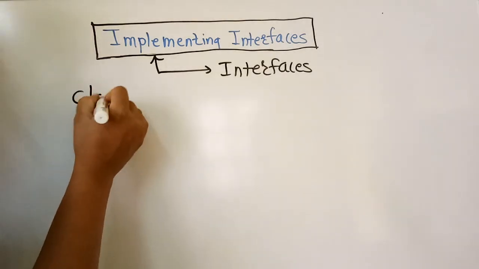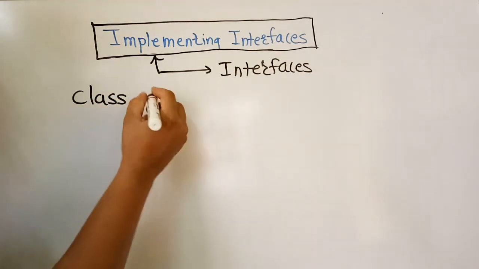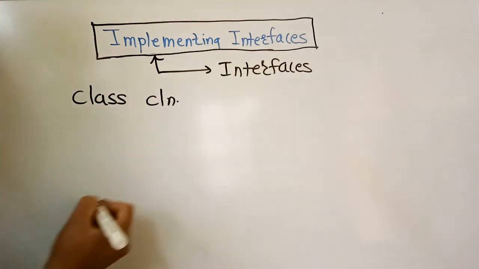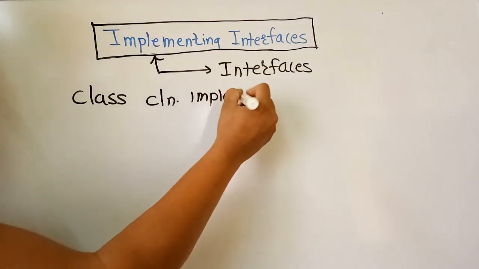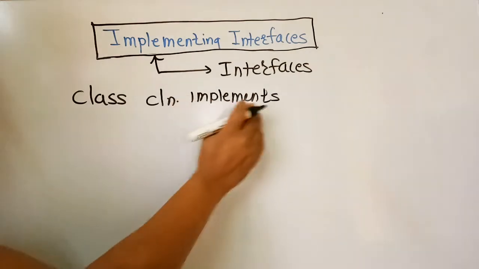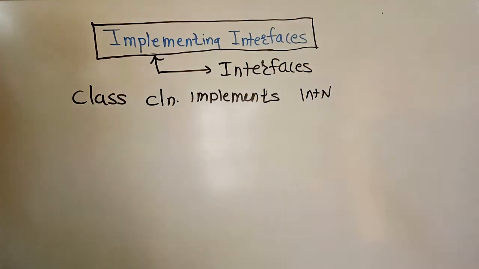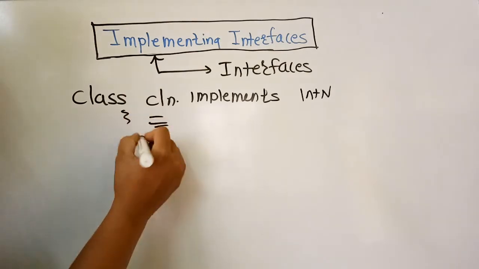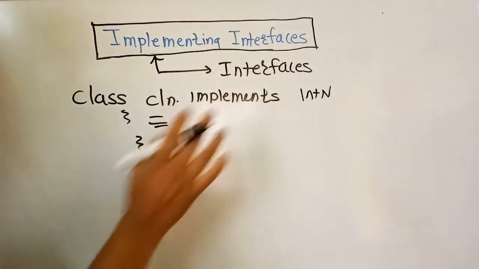So how to implement it? There is the keyword class, then you write the class name, then you write the keyword implements, then you write the interface name and then the body of the class. So classes can implement interfaces.